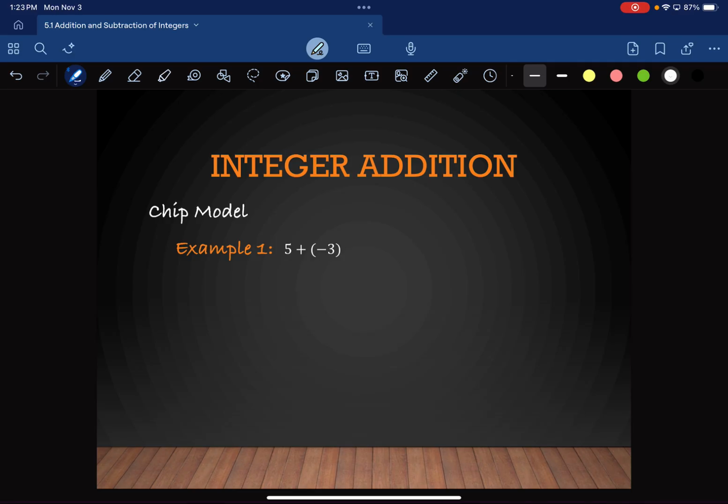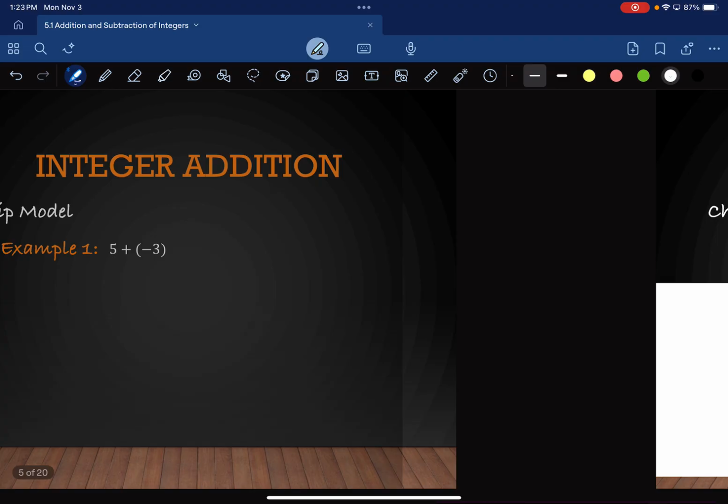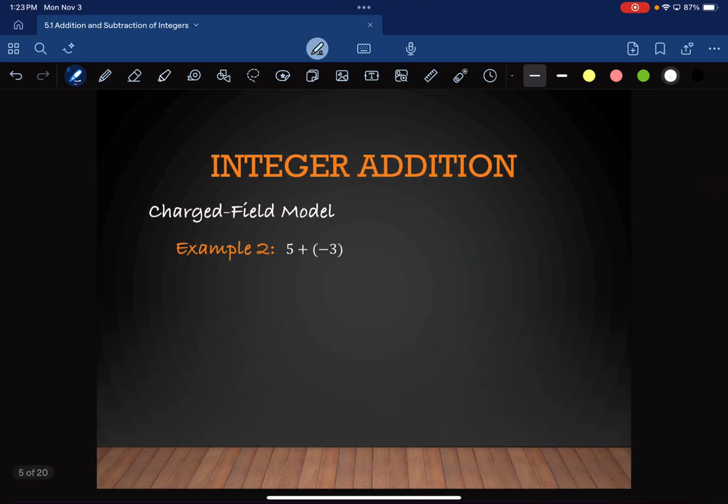So we're going to be taking a look at what's called the chip model. And this chip model, and the second one that says charged fields model, your book has now merged into one model, which is a good thing because they're really the same. All right, so just mark out charged fields. They don't have one called that in this book any longer. And we're going to look at the chip model. Okay, so we have 5 plus -3.